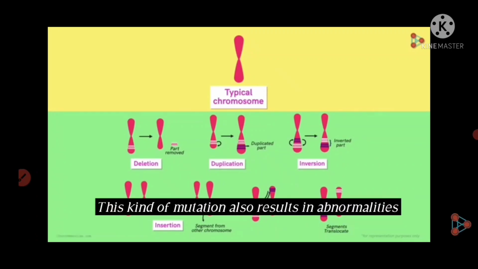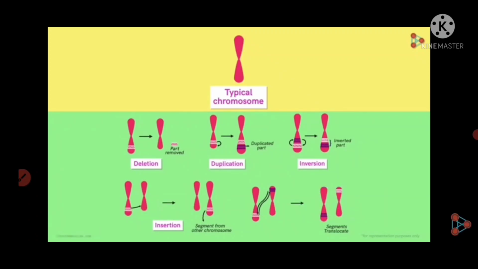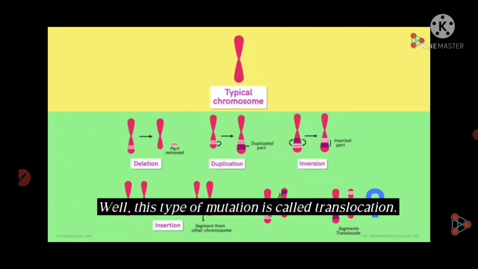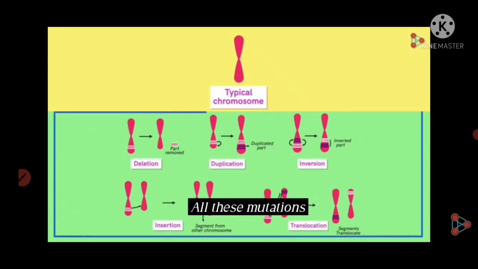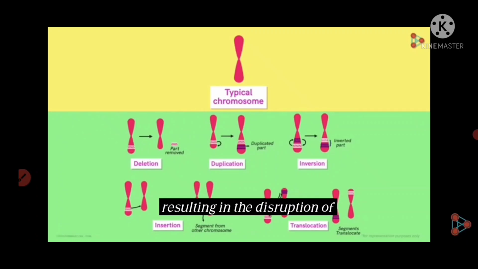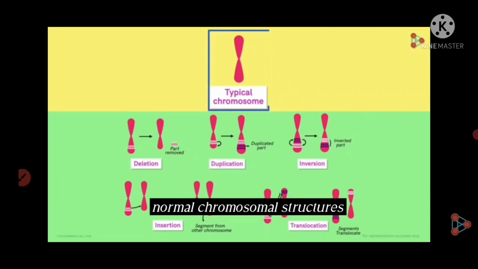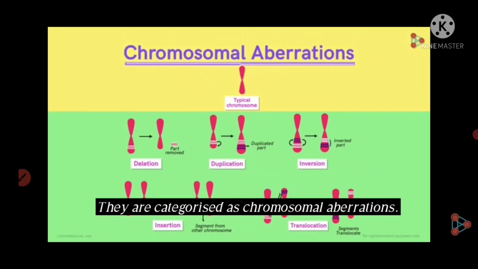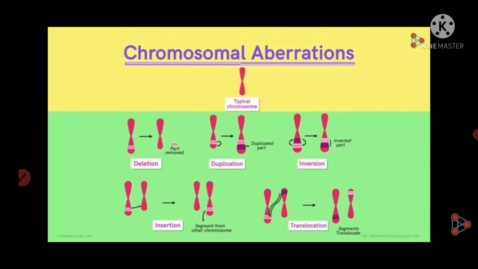This kind of mutation also results in abnormalities as both the chromosomes get altered completely. Any idea what this type will be named as? Well, this type of mutation is called translocation. All these mutations resulting in the disruption of normal chromosomal structures are broadly capped under a single heading. They are categorized as chromosomal aberrations.